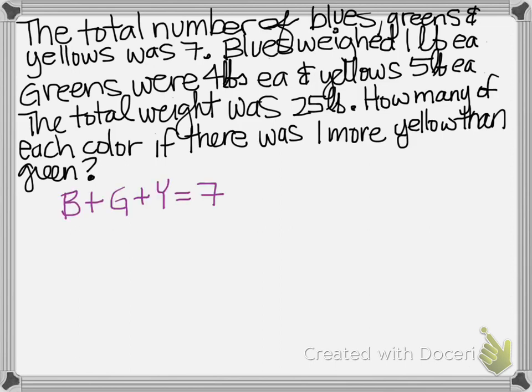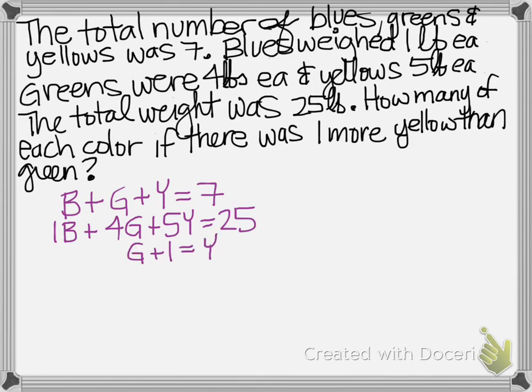So our first one is going to just be blues plus greens plus yellows is 7. Your second one is going to be blues are worth 1, greens are worth 4, yellows are worth 5, and then it's 25 total pounds. And then the third piece is greens plus 1 is yellow. There's one more yellow than greens, so we have to add 1 to green to make it equal yellow.